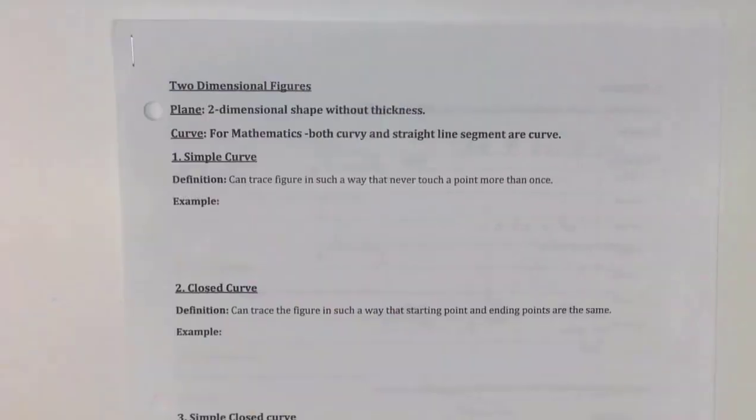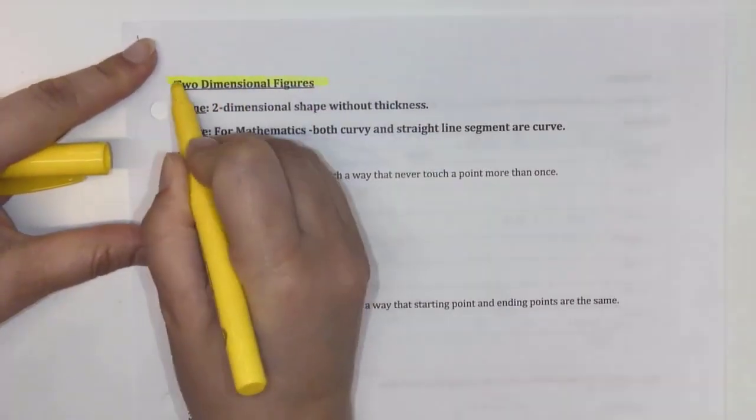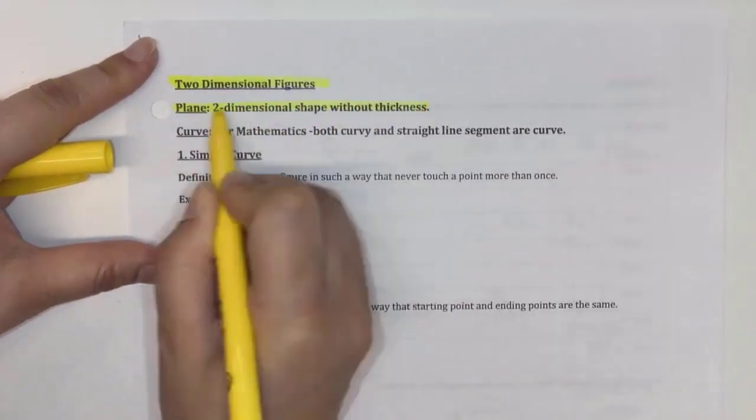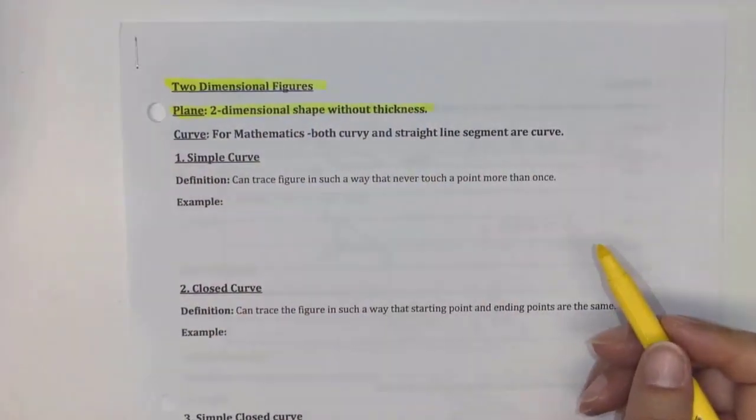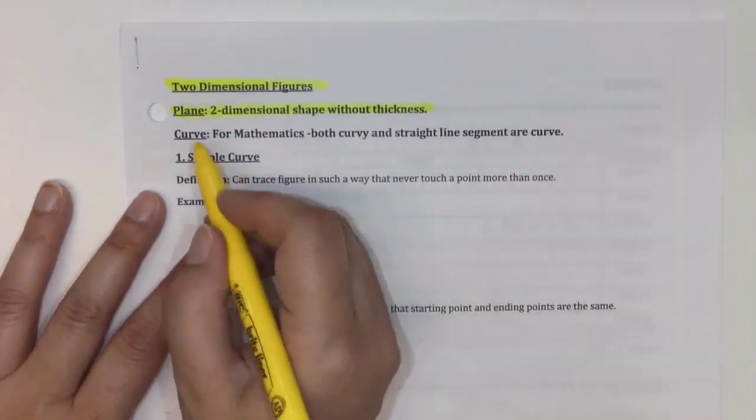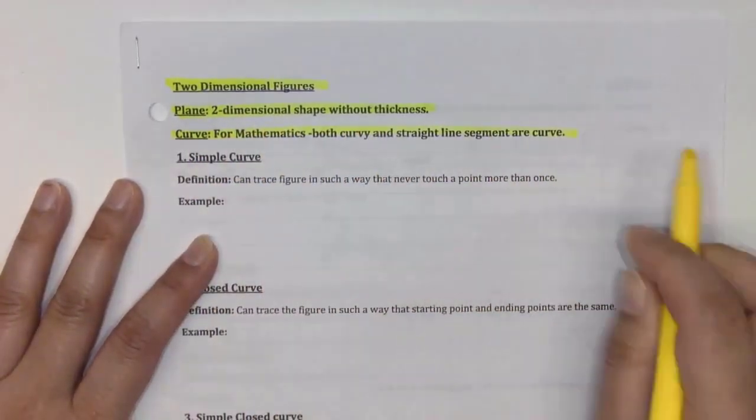Two-dimension graph is the topic. We will deal with a lot of plane. Plane is a two-dimension shape without any thickness. And then we talk about curve.